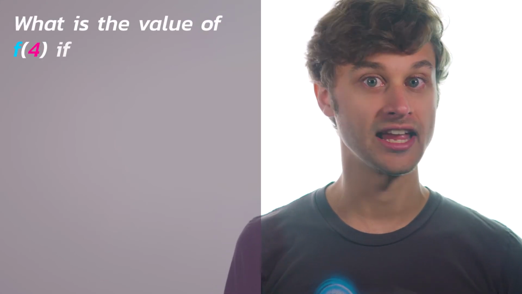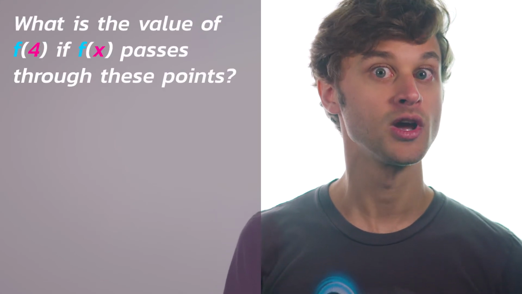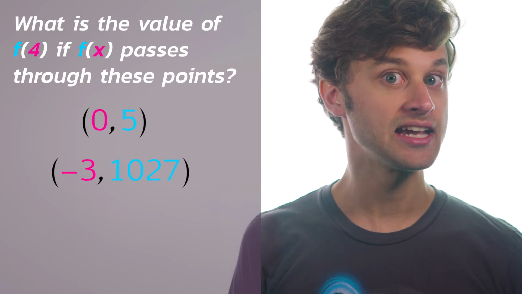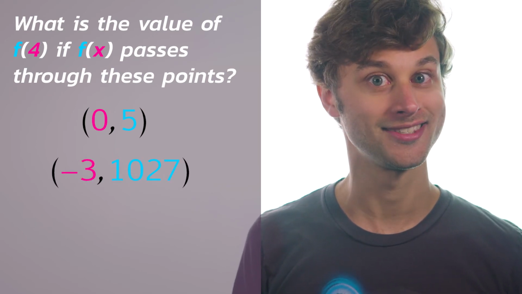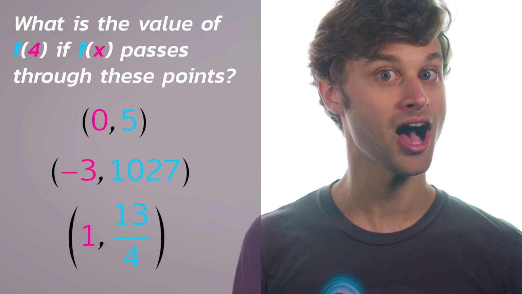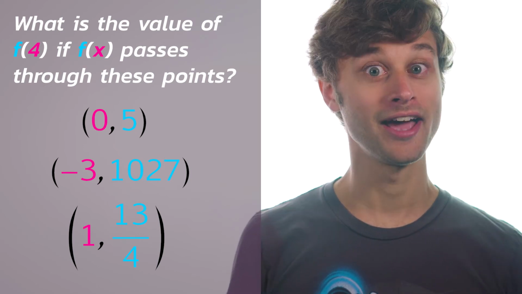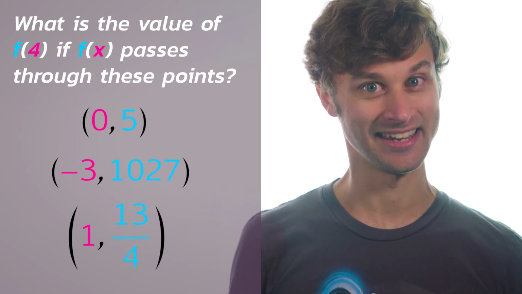Next time we'll tackle a problem involving exponential functions, but in the meantime, why don't you try it out yourself? What is the value of f of 4 if f of x passes through (0, 5), (-3, 1027), and (1, 13/4)? Try it out yourself, and I'll see ya in the solution.